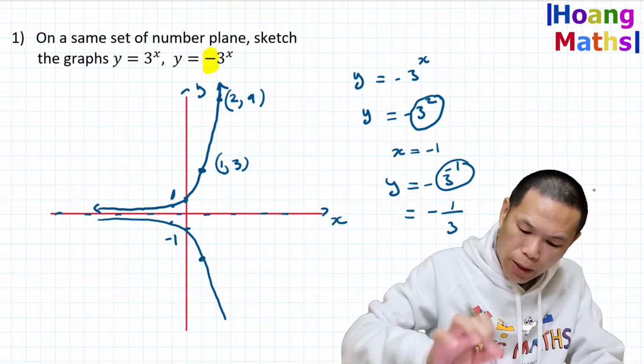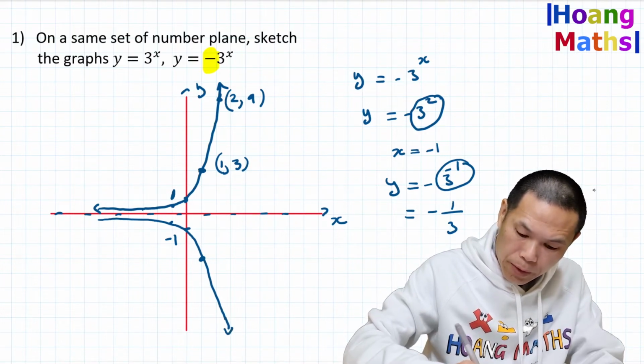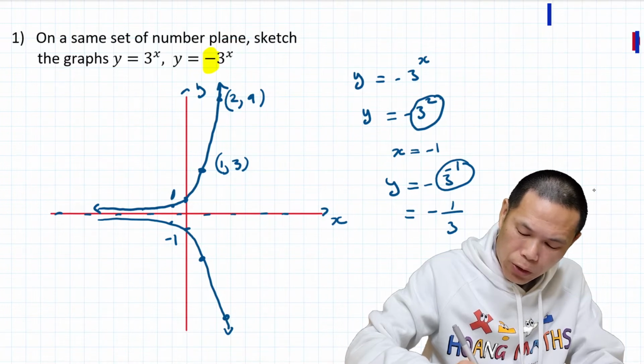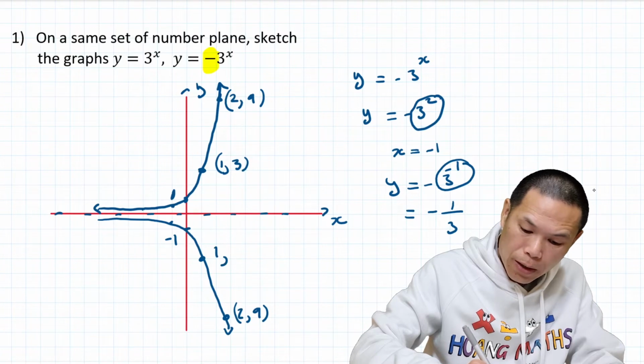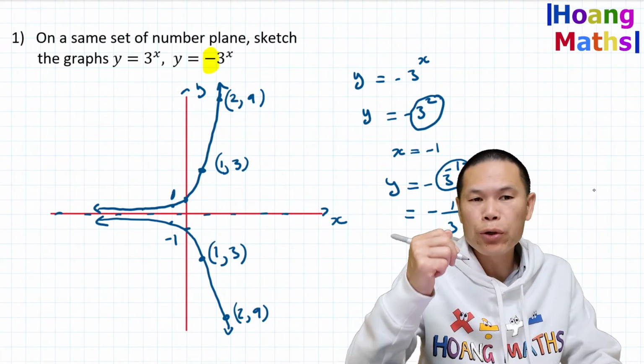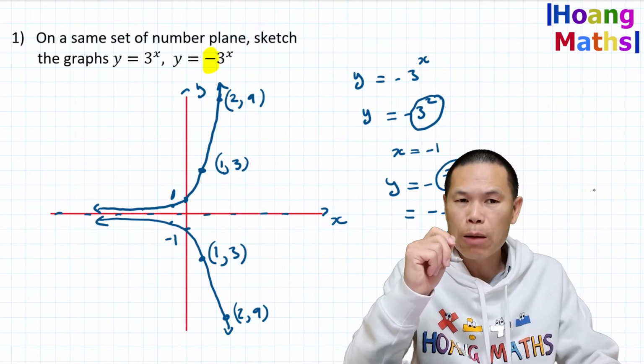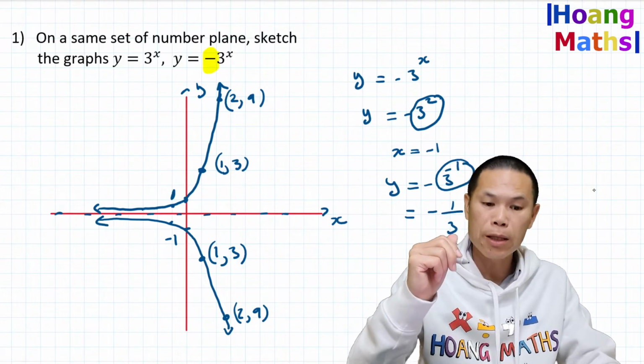We can ignore this dot here. So this is roughly 2, 9 here. And this is 1, 3. Because we don't put numbers on the number plane, it is better that we just put a couple of points. So just remember that.